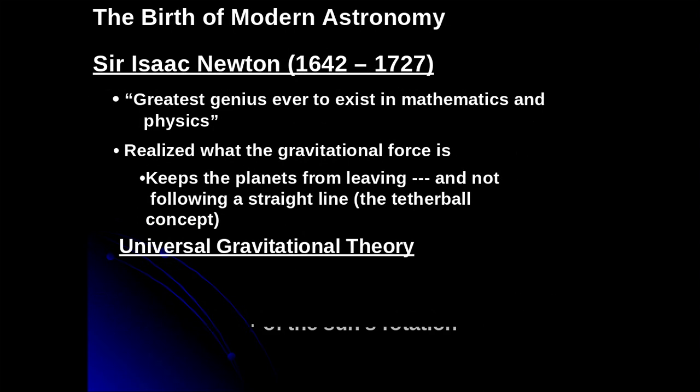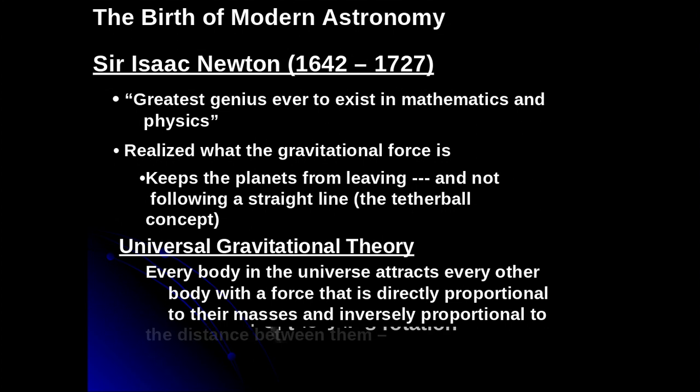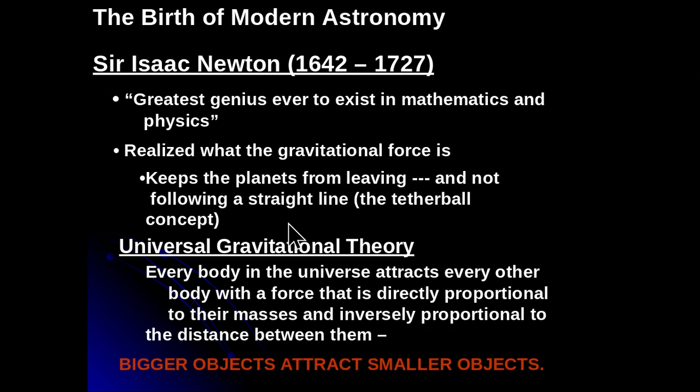So what Newton came up with is a universal gravitational theory. And that is, every body in the universe is attracted by every other body, with a force that's directly proportional to their masses and inversely proportional to the distance between them. And really, what Newton is saying using this universal gravitational theory is that bigger objects attract smaller objects.